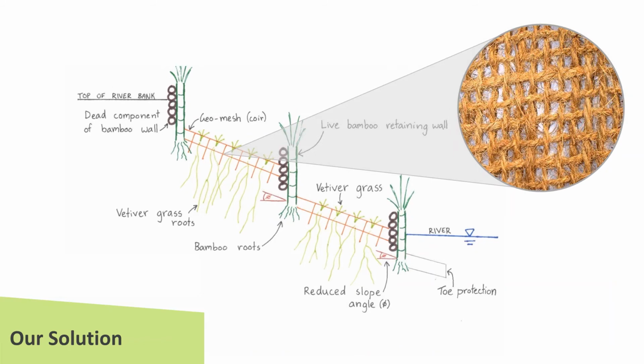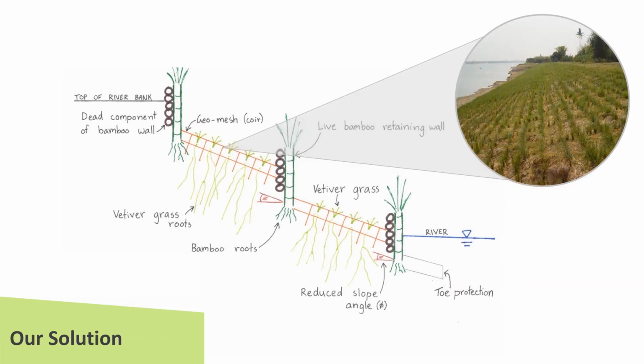The second component is geomesh, manufactured from local coconut fibre, which will be secured with bamboo stakes. The geomesh will support the slope and be planted with native plants and vetiver grass, known for its long, fast-growing roots.